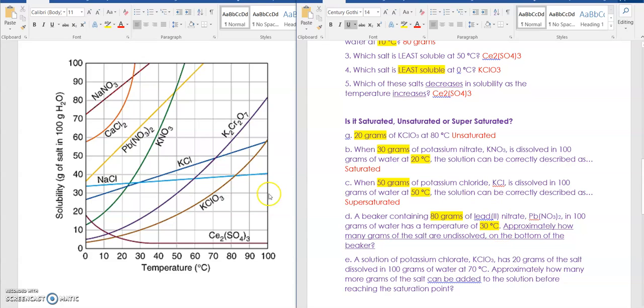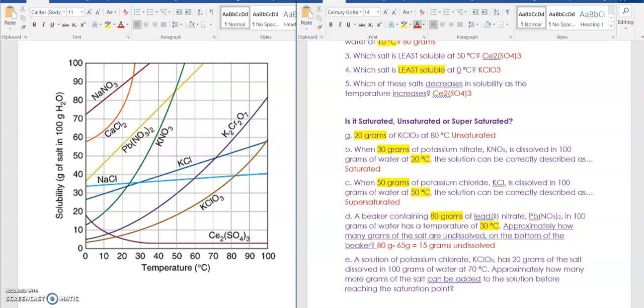We're going to do the same thing we've been doing. We're going to look at 30 degrees. We're going to trace up until we get to lead nitrate. So lead nitrate is going to be the yellow line in this graph. We're going to trace up all the way up here, and we're going to see that about 65 grams are able to be dissolved into lead nitrate at 30 degrees. So I know if I put in 80 grams, minus the 65 grams, which is able to be dissolved, equals 15 grams undissolved.